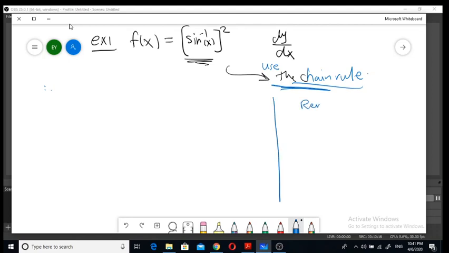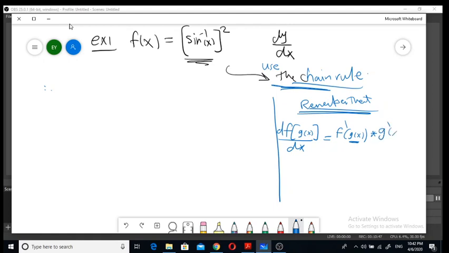Remember that the first derivative of the composite function, if we have f of g of x, will be the derivative of f of g of x times the first derivative of the inside function, g prime of x. F prime g of x times g prime of x.